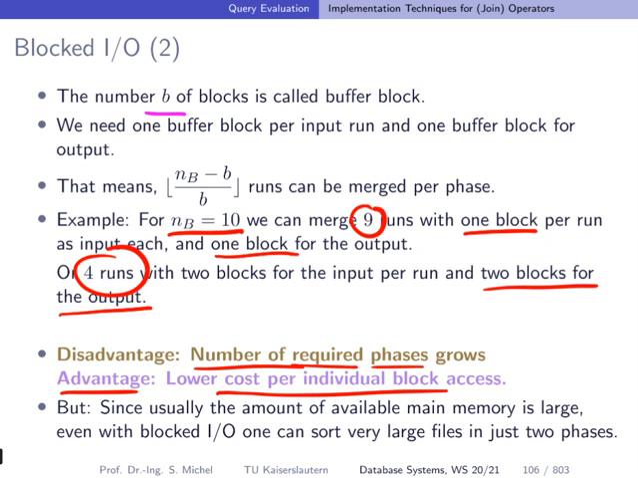And this is not really a problem here, the number of required phases, because as you have seen, we went from 1 million to 1 billion and had only one more phase for 257 blocks in the buffer in this one table before. So if we have a little bit more available memory, even with blocked I/O, with some reasonable parameter b, we can still sort very large files in a few phases and benefit from the better performance because of the sequential reads of multiple blocks at once.